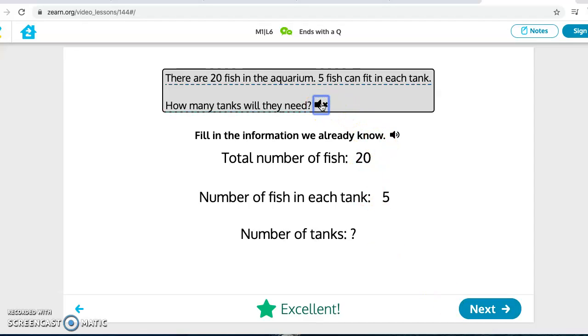There are 20 fish in the aquarium. 5 fish can fit in each tank. How many tanks will they need? Fill in the information we already know.